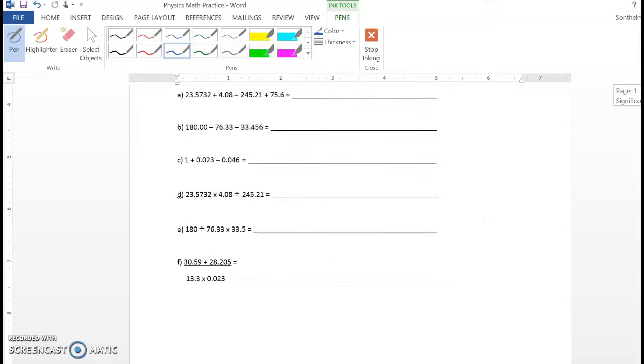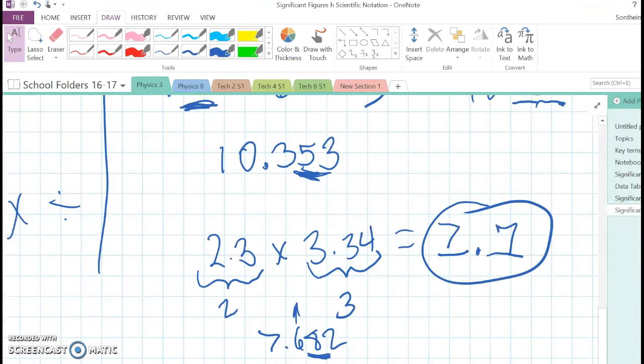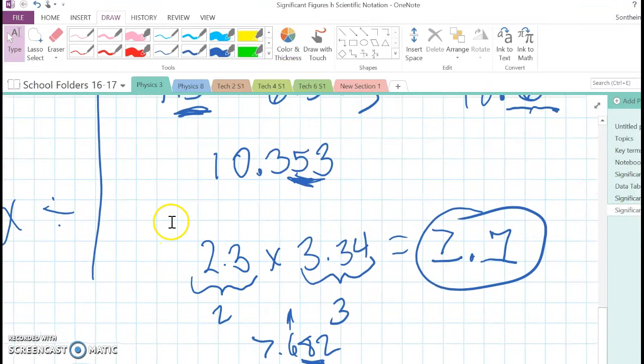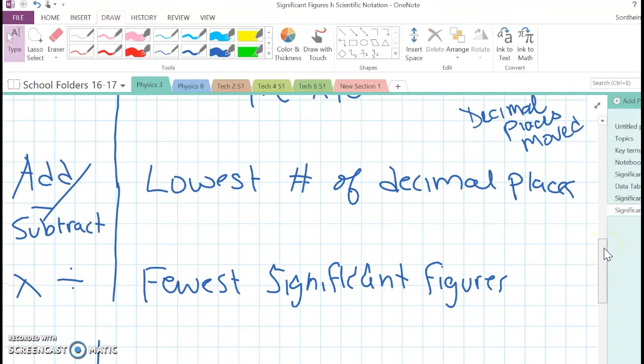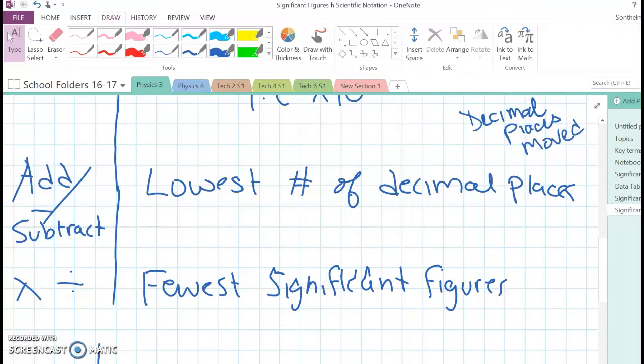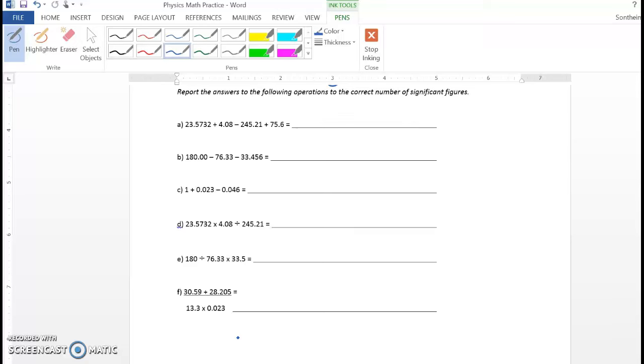Then we have some adding and subtracting. If you look, we said adding and subtracting, the rules are, I'll go back and check our notes here, just so that way I don't mess you up while I'm working with this. Adding and subtracting is the lowest number of decimal places. So going back to the other work, if I look here, the lowest number of decimal places is here. So you can have no more than 1 decimal place when you add these things.